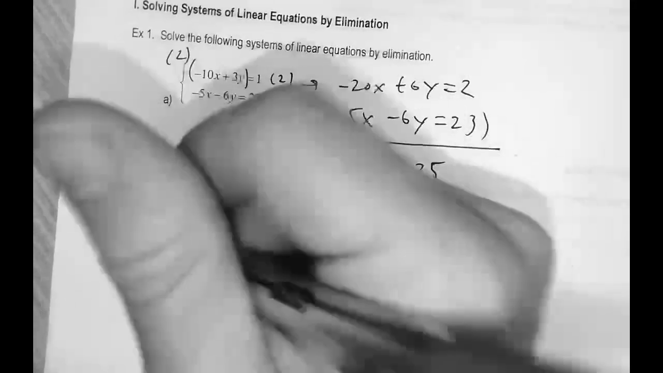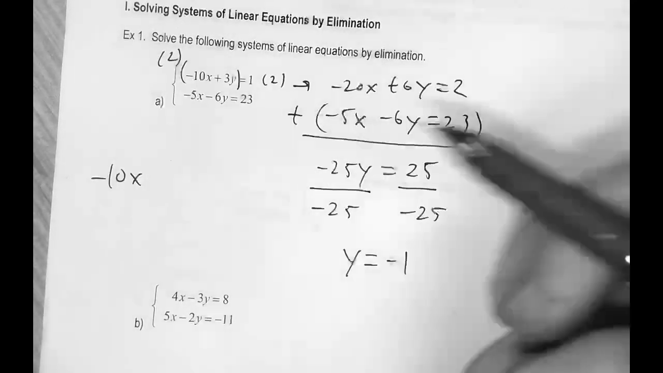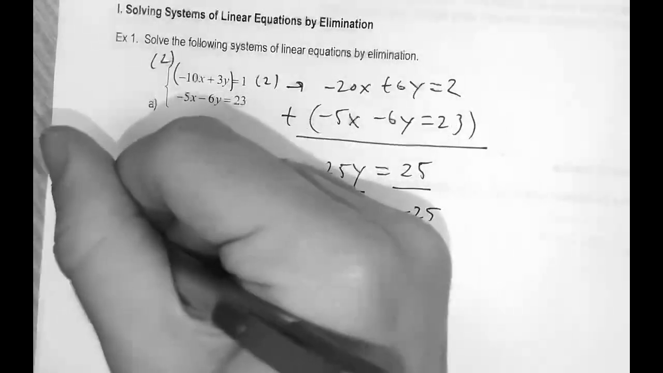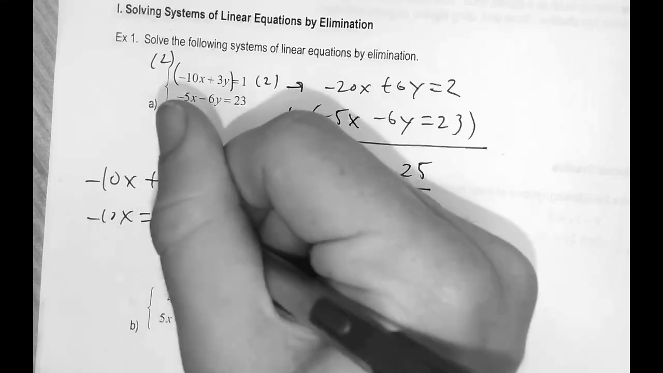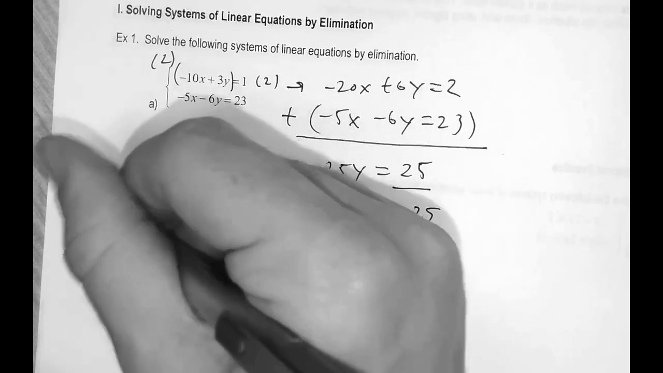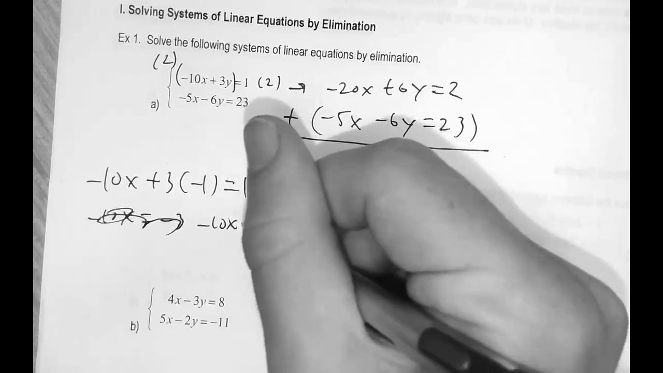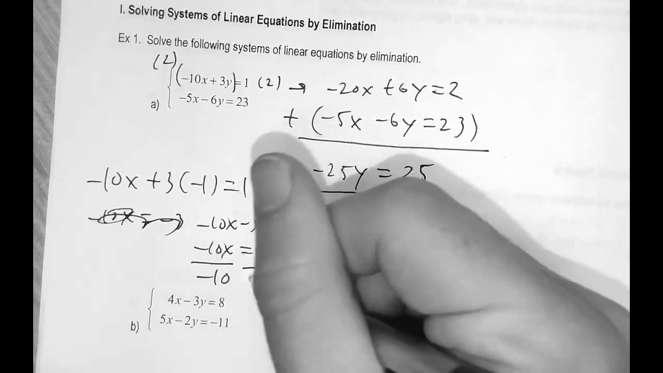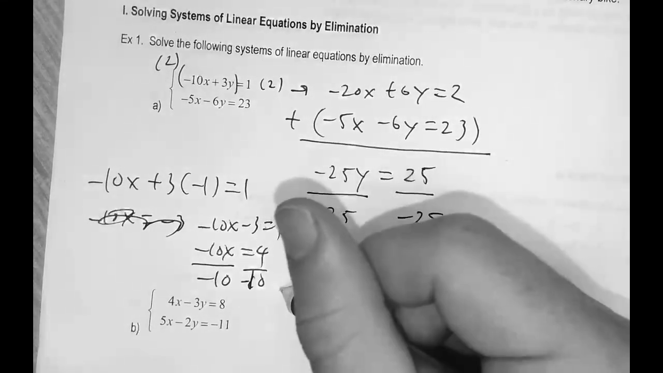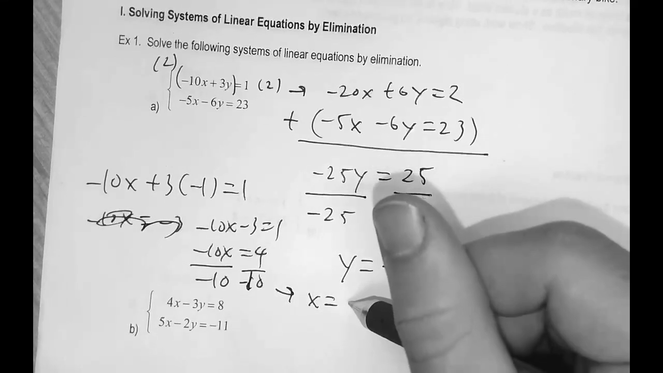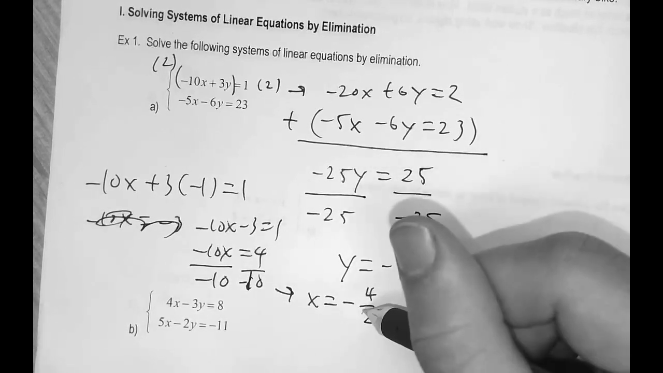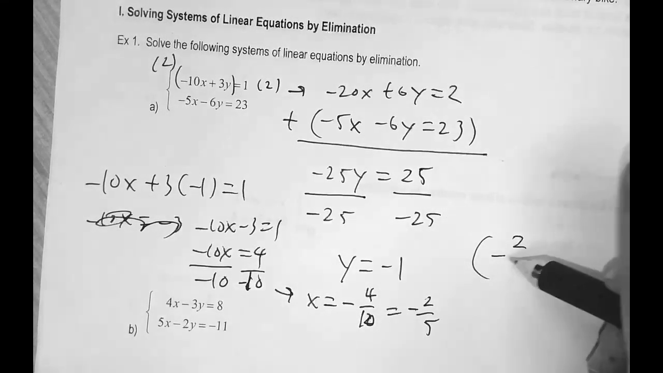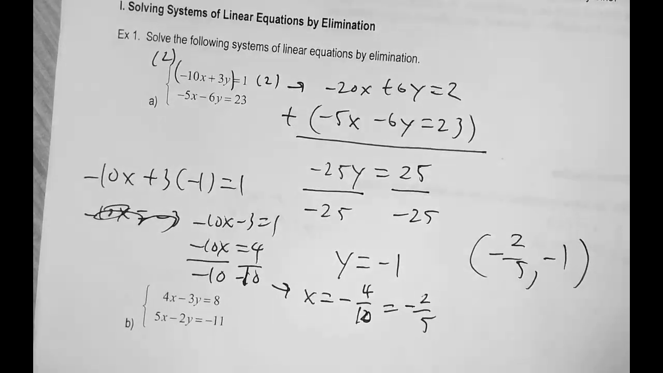We can plug it back into one of these originals. We can get negative 10x plus 3 times negative 1 equals 1. So that's negative 10x minus 3 equals 1. So negative 10x equals 4. Divide by negative 10, divide by negative 10. We're going to get x equals negative 4 over 10, which equals negative 2/5. So your coordinate would be negative 2/5, comma, negative 1.